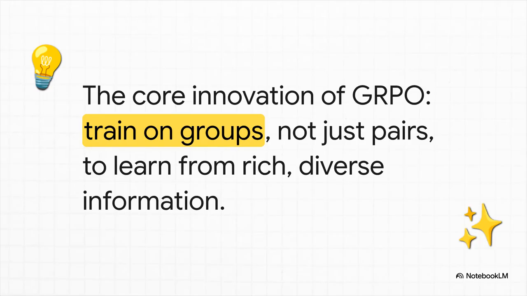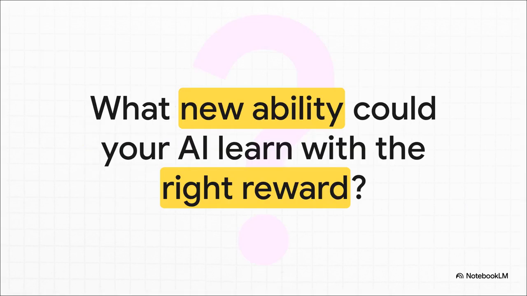So if you take away just one thing from all of this, let it be this. The big idea of GRPO is to train on groups, not just pairs. It's all about learning from that rich, diverse information you can only find when you compare many responses all at once. And that brings us to our final thought. With the power to define good in any way you want, whether it's through length or rules or format, the possibilities are just vast. So the question I want to leave you with is this. What new, amazing ability could your AI learn if you just gave it the right reward?